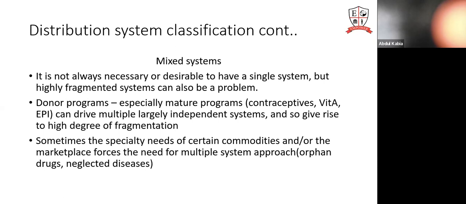Sometimes the specialty needs of certain commodities in the market force the need for multiple approaches, or neglected disease. Like for orphan products, because of a lot of improvement in health systems, some products that we were distributing much, we no longer distribute much because, let's say, the disease burden of that particular commodity has reduced. So you have to consider those special events before it is designed. Sometimes you don't need to use one fixed distribution system. You can use a mixed system based on certain parameters. So these are things you need to consider.